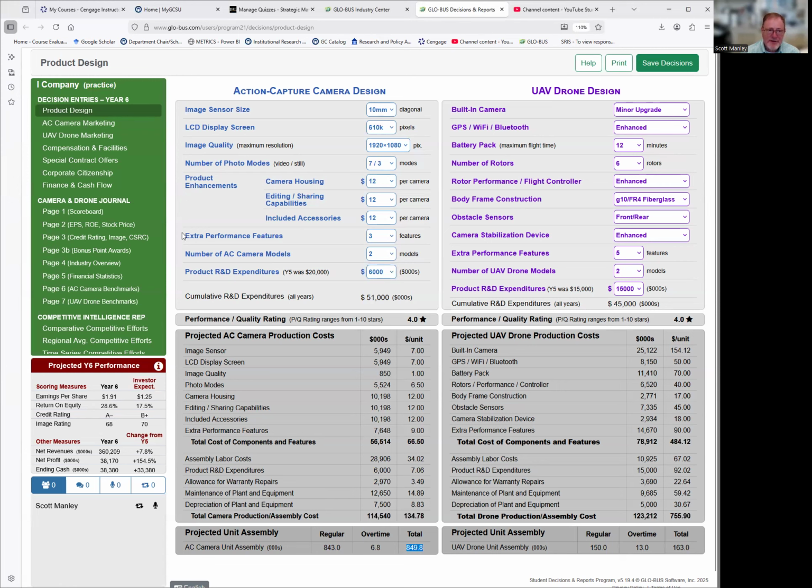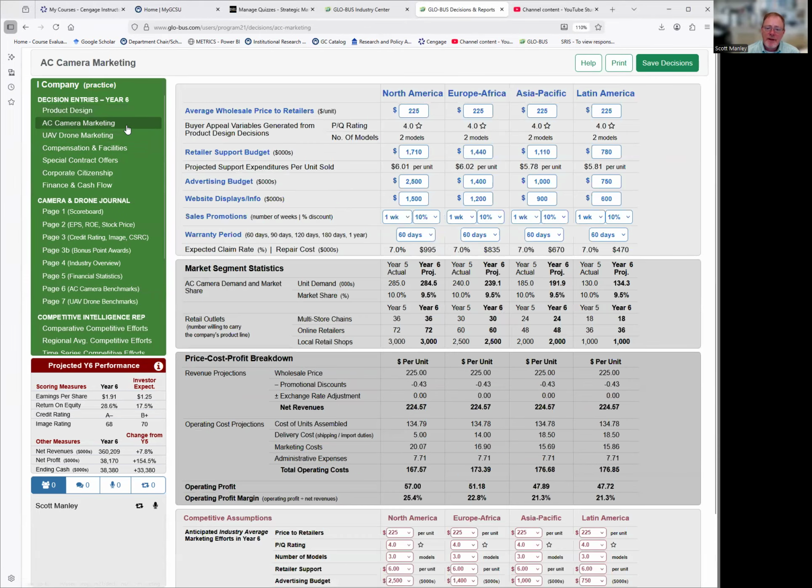Our first point said build efficient scale facilities, but what it's really talking about is economies of scale. And what that really means is I need to increase my marketing so that I can increase my sales. Right now, my expected market share is at 9.5% for all 4 of the geographic markets: North America, Europe, Africa, Asia Pacific, and Latin America.